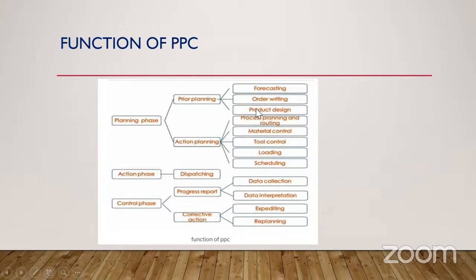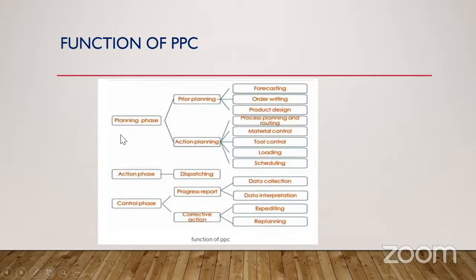What is the forecasting, the order writing, and then the product design. Action planning is the process planning and the routing, in which way the processing is done, what is the path of it. Then total control, quality control, and the loading and scheduling. These are the things that come under your action control.